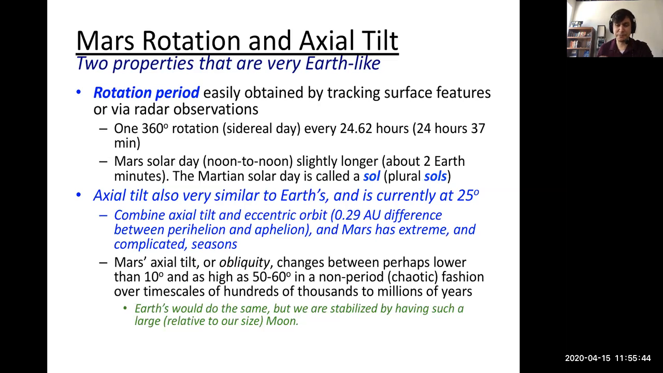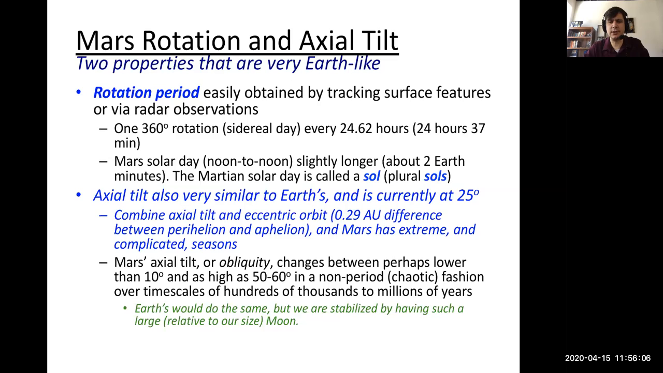To complicate things even worse, Mars lacks a large moon, like the Earth does, which stabilizes our axial tilt. So it's always close to 23.5 degrees. It varies a little bit, but not very much. But without it, gravitational tugs from Jupiter mostly will change the axial tilt of Mars, will change its obliquity, as we say.